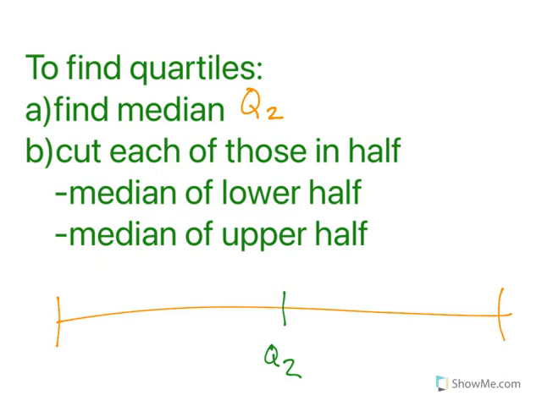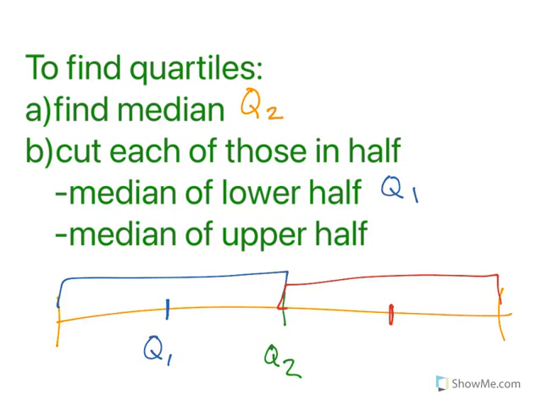Now we have a lower half. If I find the median of that, that's going to give us quartile 1. And if I find the median of the upper half, that's quartile 3. Because you can see we have chunk 1, chunk 2, chunk 3, chunk 4. The full thing would be quartile 4, but we don't really talk about it like that because that's the maximum number. Okay, so let's go do this.